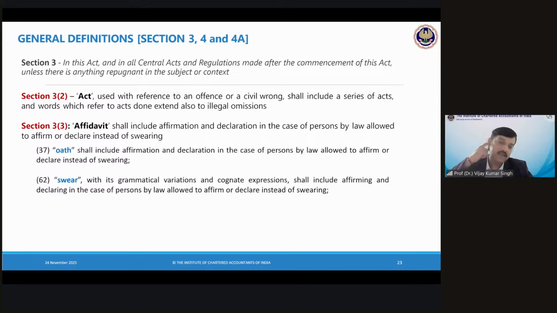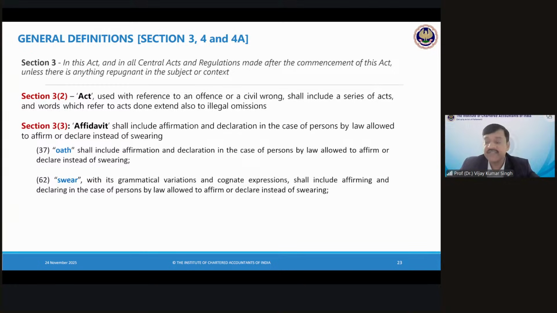So there are two modes by which you can write the affidavit. People who are religious, who are believing in a particular book, like for example Bible, Quran, or Gita, these people will be doing swearing in the name of the God. But there are people who are atheist or who don't believe in swearing. They will do an affirmation or declaration. That is the difference between swearing and affirmation, or affirmation and declaration.